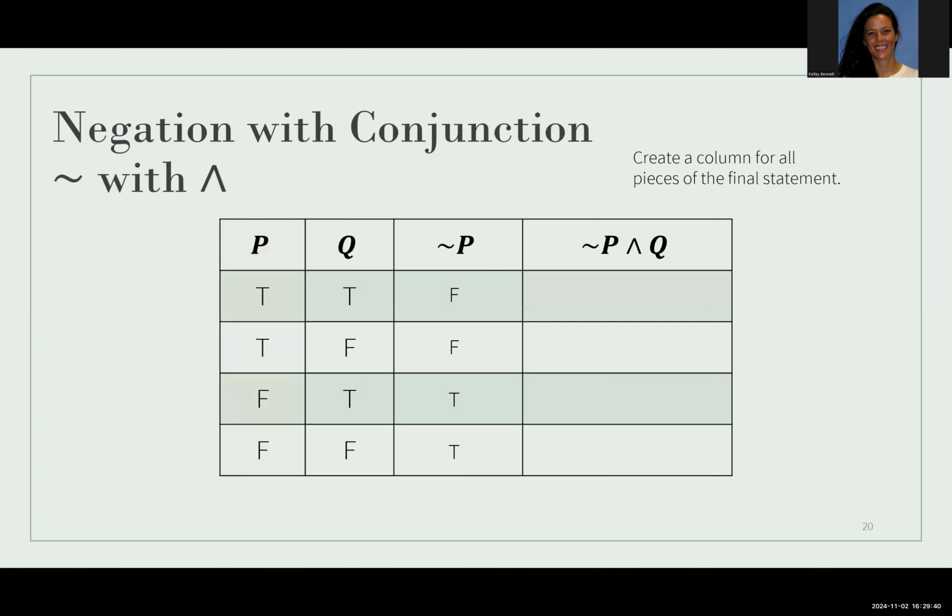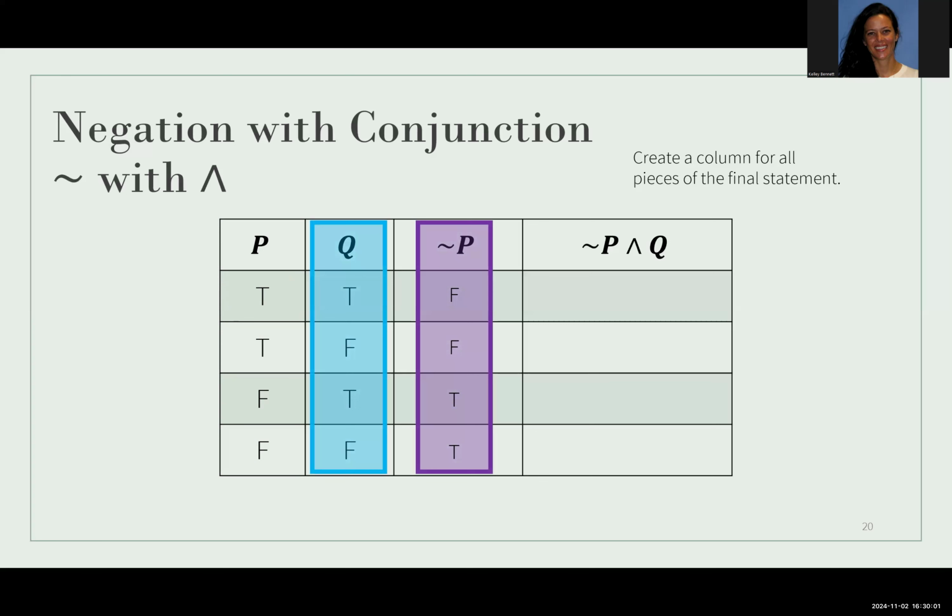And now that I have that, I can make a determination for the truth value on the last column, our statement in question. So I want to know, when is not P and Q true? So I need to look at the column for not P and I need to look at the column for Q. And the operator in between is a conjunction. I'm going to think of them as both being true in order to get my true.